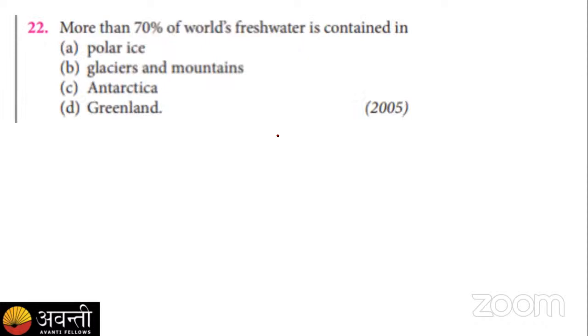The next question for today: more than 70% of the world's fresh water is contained in. As we know, 70% of the fresh water is present in the form of A, polar ice, B, glaciers and mountains, C, Antarctica, and D, Greenland.